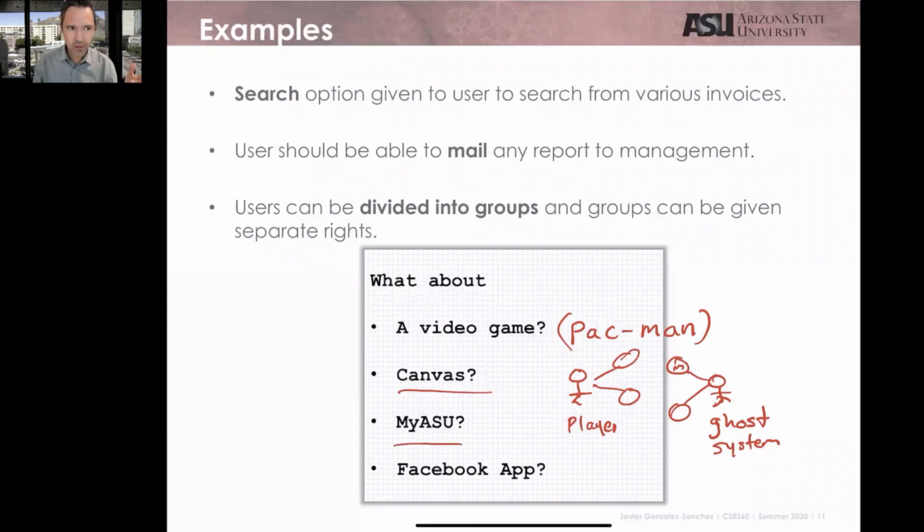My ASU, like enrolling in a class. What do you do when you enroll in a class or drop a class? Can you think about the requirements? How was that software done? Or any mobile application, Facebook if you want. Which are the requirements there? Which are the functionalities that the software does? Think about it. Try to solve any of these. And we can talk in office hours if you have any questions.